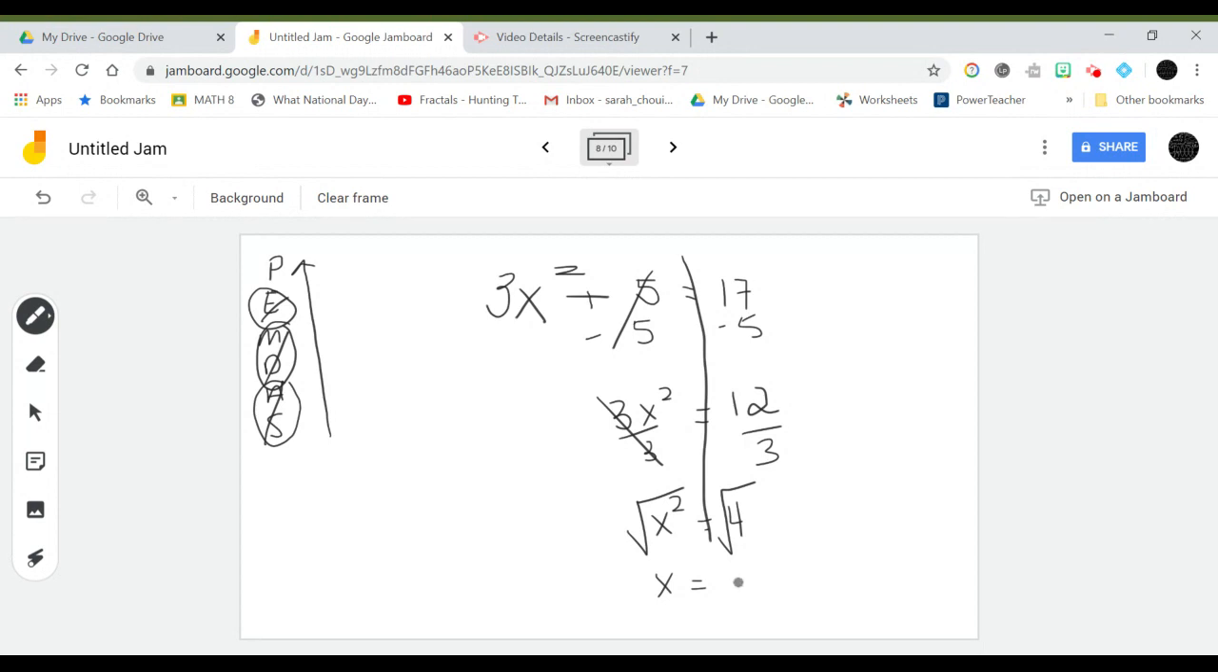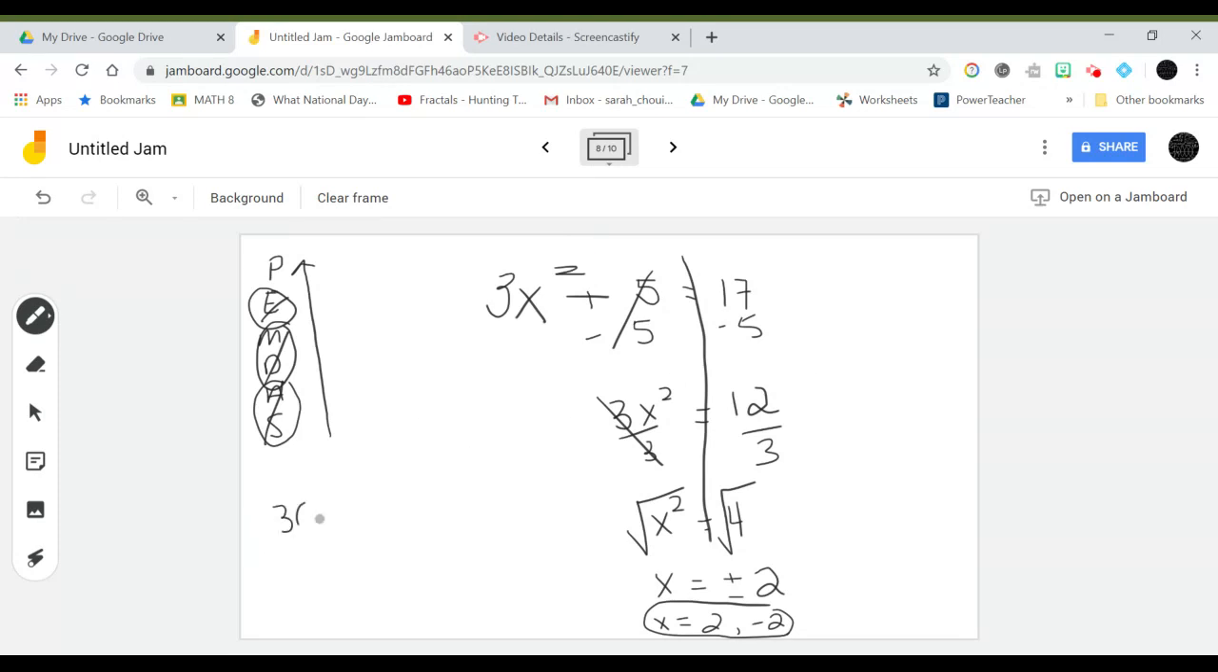There's technically two numbers that multiply to give me 4, positive and negative 2. So my final answer is that x is 2 or x is negative 2. There's two answers that work here, because if I plugged in either one for x, I would get 17. Let's just take a look at that.